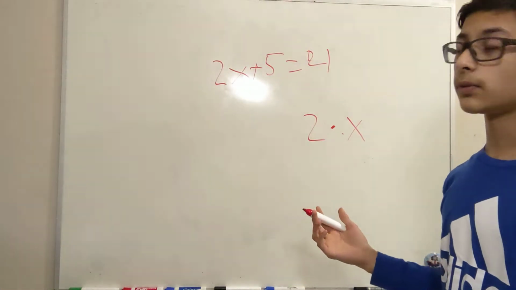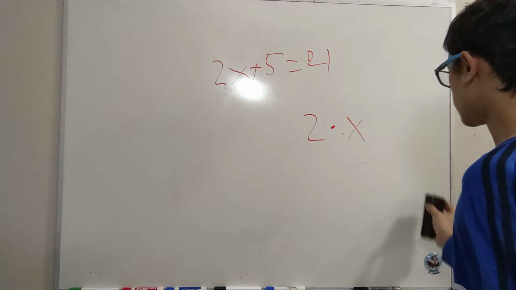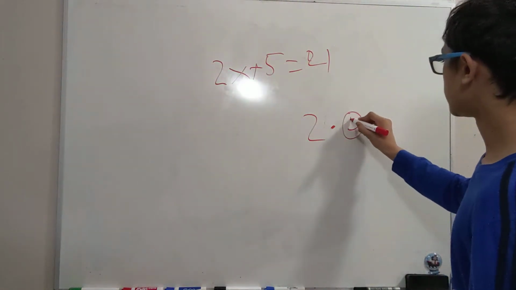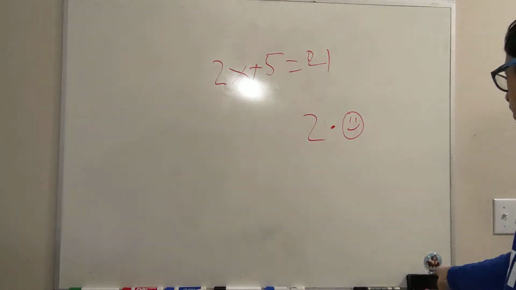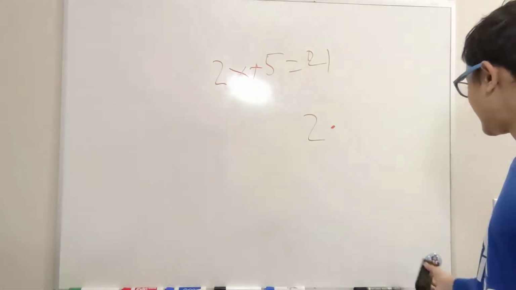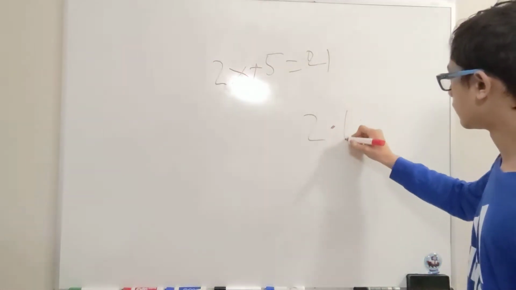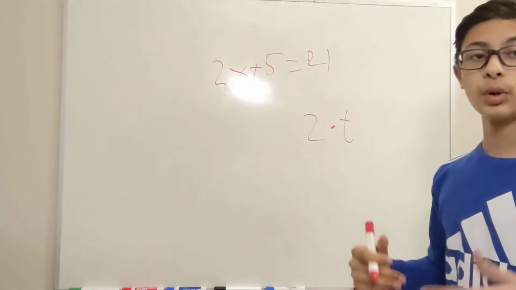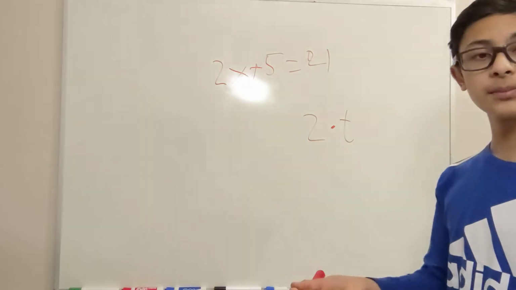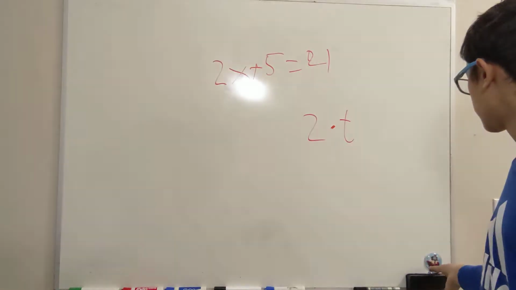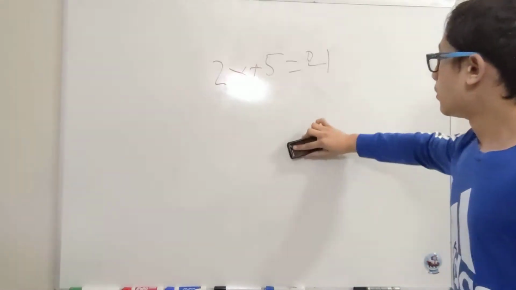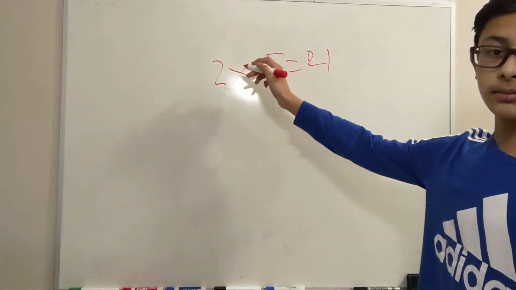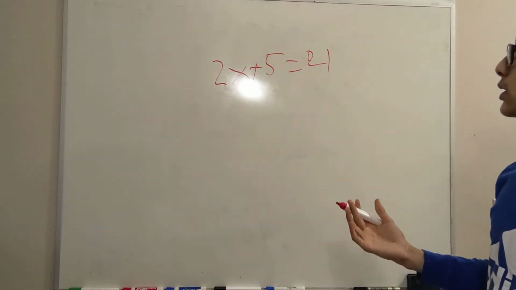We can use anything we want to. We could use tiny people, like that, smiley faces. We could use the letter T, like that. It doesn't matter. The principle is still the same. It's some kind of symbol that we don't know the value of. So, knowing that this is 2x, or 2 times x, how do we solve this?